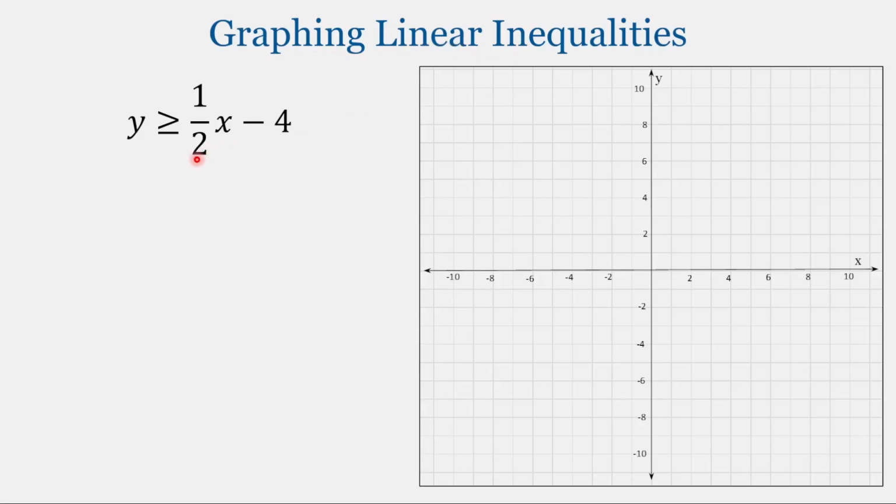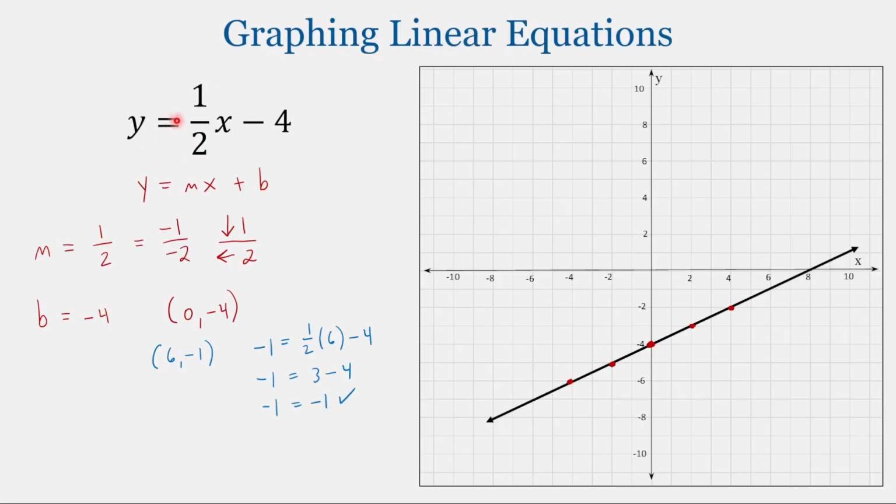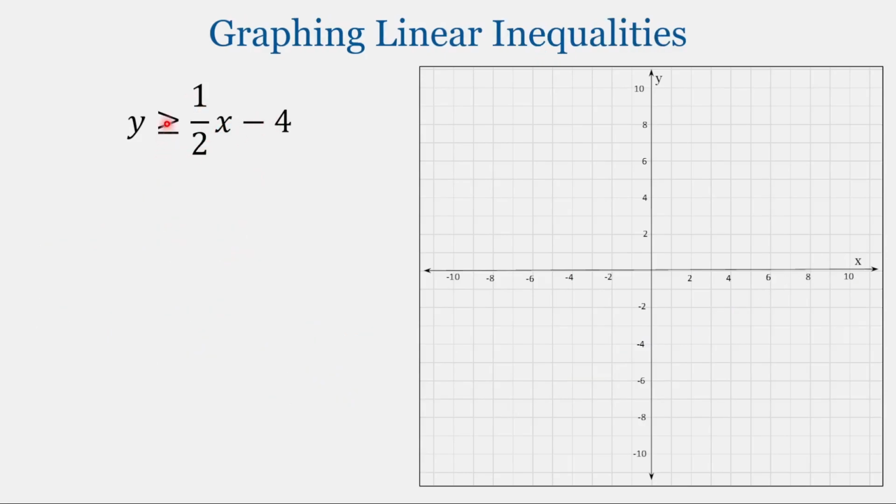Now let's look at graphing linear inequalities. In this example, instead of having the equation y equal to 1/2 x minus 4, we have the inequality y greater than or equal to 1/2 x minus 4. To graph this inequality, the first thing I'm going to do is write this as an equation instead of as an inequality. So we have the equation y equal to 1/2 x minus 4. This is in slope-intercept form. We have a slope equal to 1/2 and a y-intercept of negative 4.